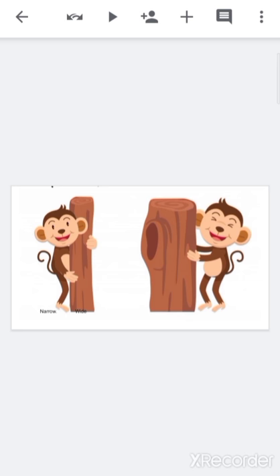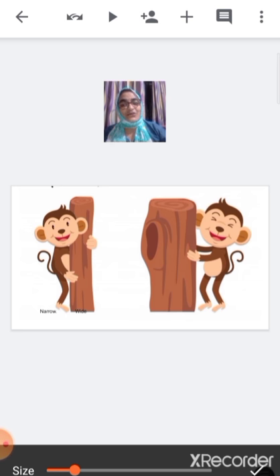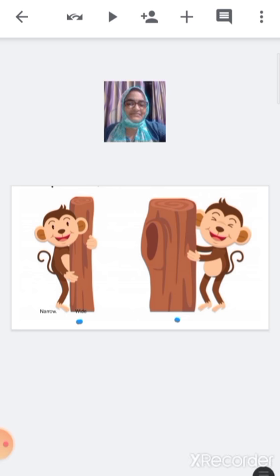Now, children, what can you see over here? You can see monkeys. Two monkeys are there. They are holding a log. Correct? Now, this log is narrow. It is limited in size. The sides are closer to each other. Correct? Whereas, this log is broad. It is wide, right? So, this is narrow and this is wide.